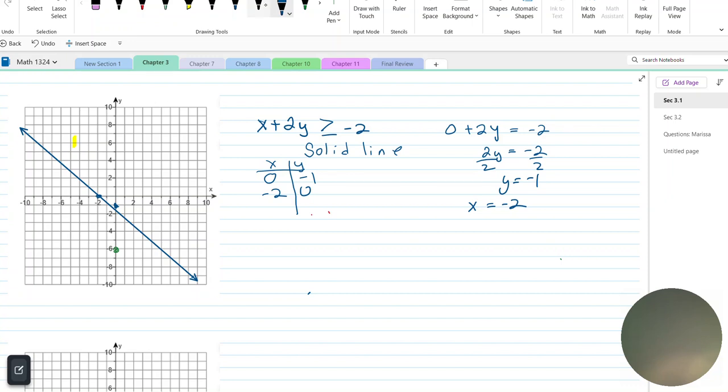And we're going to do our test point as 0, 0. All right. So I have 0 plus 0 is greater than or equal to -2. And that is true. Therefore, we're shading on this side where the test point was proven to be true.